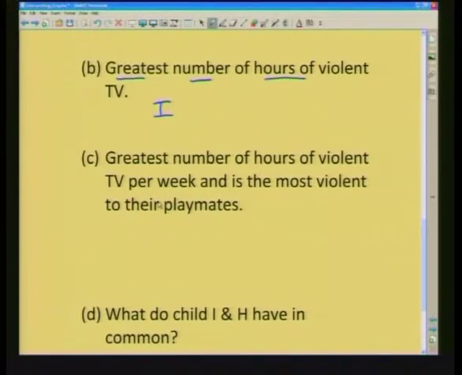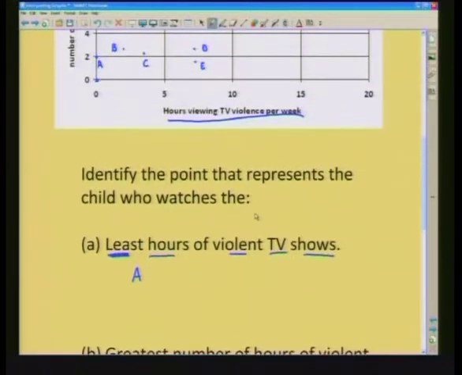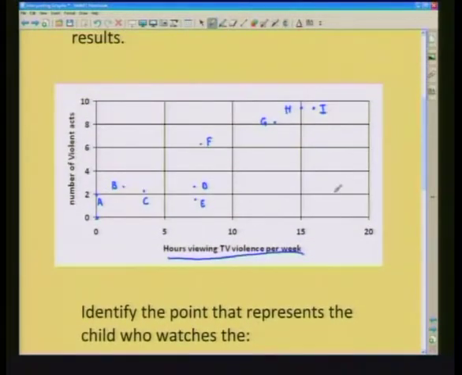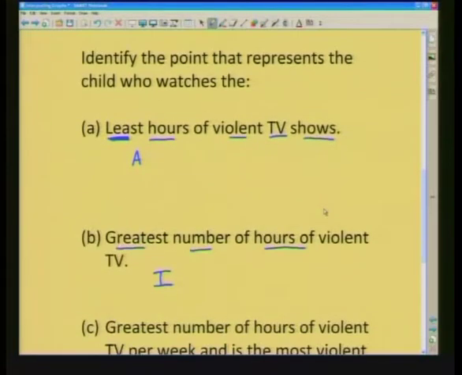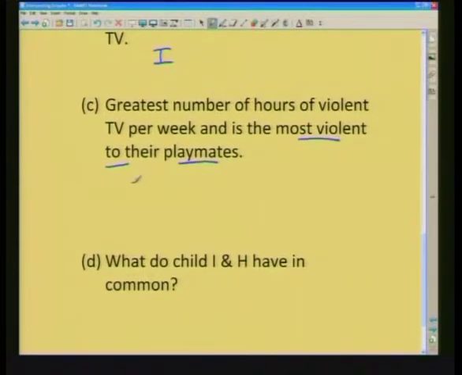Okay, part C would like to know which point shows us the greatest number of hours of violent TV per week and is the most violent to their playmates. So at the same time, they're watching the most amount of violent TV. We've just identified that as point I, and they're the most violent towards their playmates. So while I and H are both equally violent towards their playmates, it is this point I that watches the most amount of violent TV as well. So therefore the answer to the C part of this would once again be I.